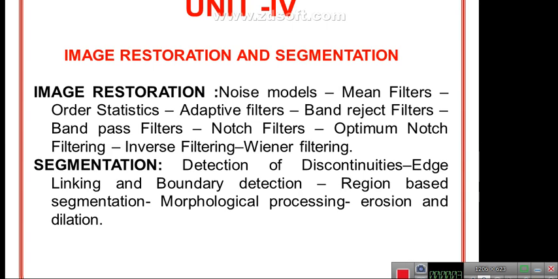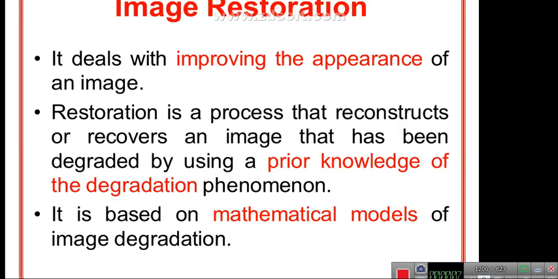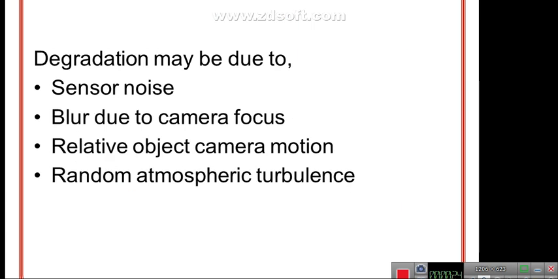Fourth unit in digital image processing technique is image restoration and segmentation. Image restoration deals with improving the appearance of an image. Restoration is the process that reconstructs or recovers an image that has been degraded by using clear knowledge of the degradation phenomenon. It is based on mathematical tools of image degradation.